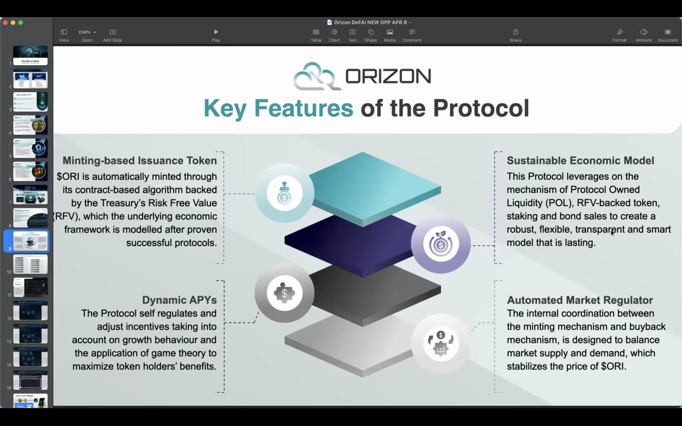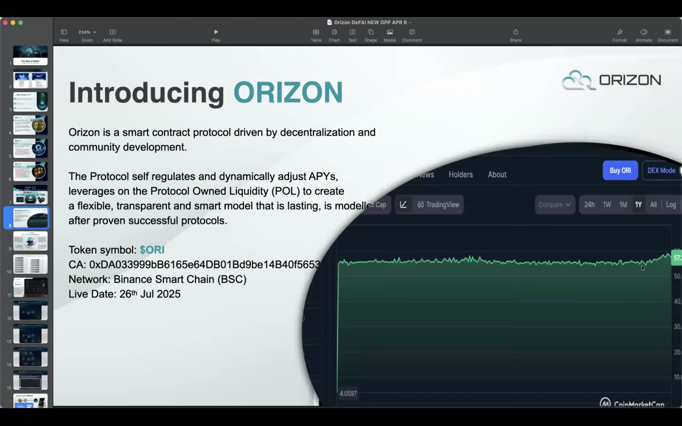Number 3, sustainable model. This model has been proven. This model called protocol on liquidity has been what? Proven. It is flexible, it's transparent, and it's a smart model that is lasting. Number 4, you have what is called the automated market regulator, which is what keeps the price stable. And I'm going to explain this in a moment. What this does is make sure that the price is a straight line like you have seen here. Because when you look at this project over time, you see that the price is stable.